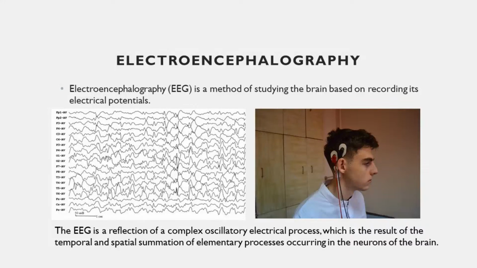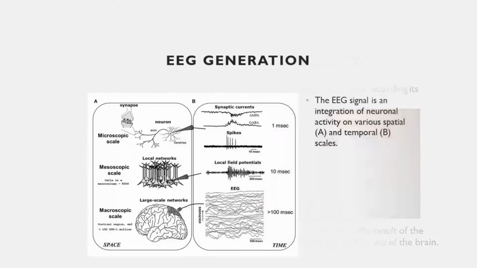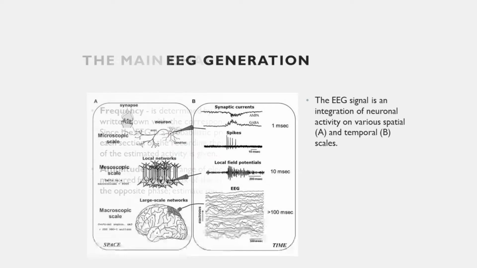Electroencephalography. Electroencephalography is a method of studying the brain based on recording its electrical potentials. The electroencephalographic signal is an integration of neuronal activity on various spatial and temporal scales.